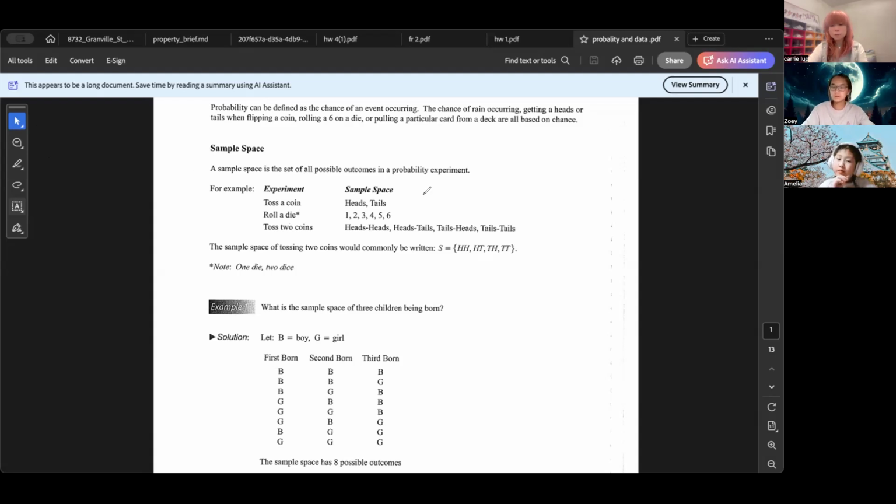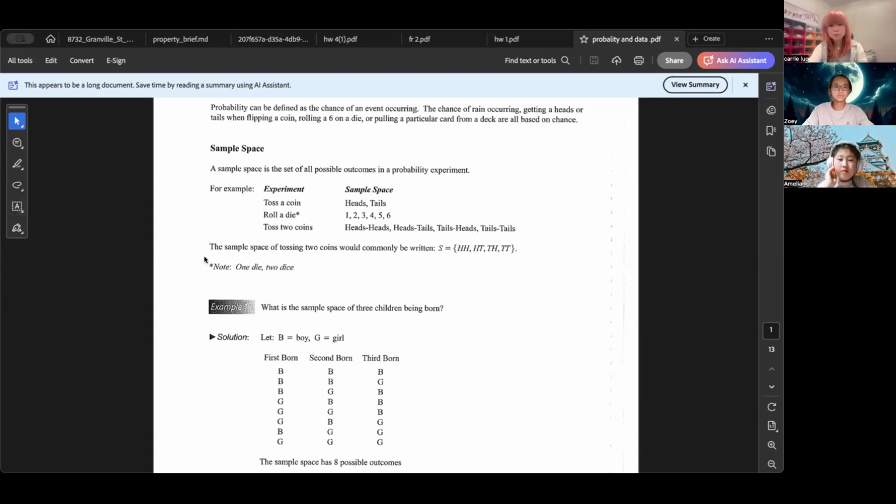Okay, because the probability of getting the first head is half, and the probability of getting the second head is also half, so half times half equals what? 1/4, which equals, Zoe, 25%. Okay, get it?